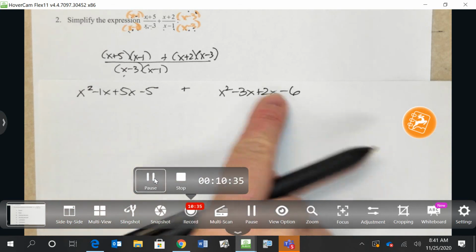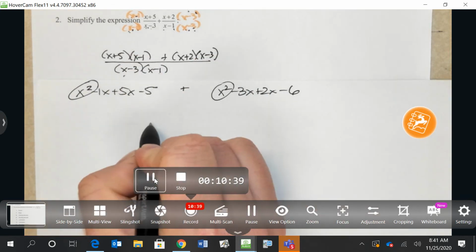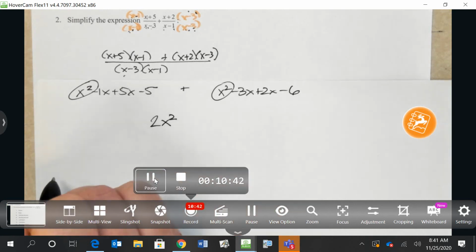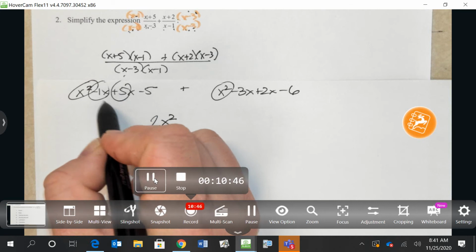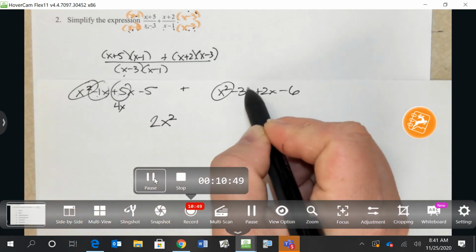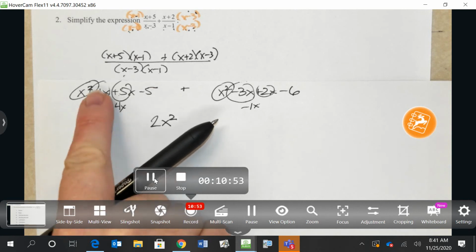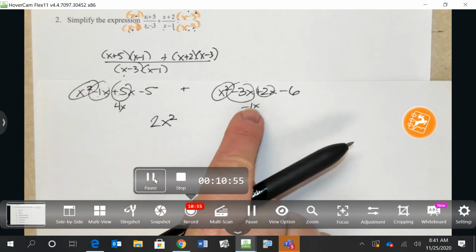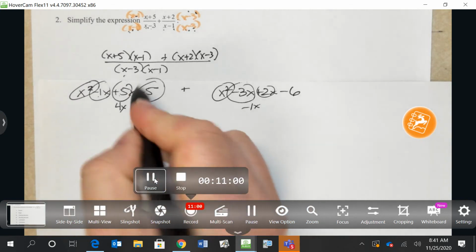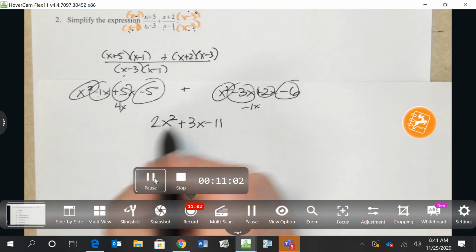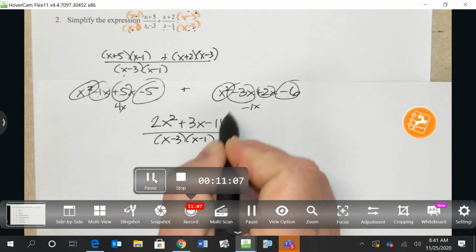Alright, now this is just the numerator. Now I'm going to go, what can I combine? So 1x squared and 1x squared is 2x squared. And I'm going to combine the x's. So negative 1 and 5 is 4. And negative 3 and 2 is negative 1. Okay, so positive 4 plus negative 1 is positive 3x. Negative 5 and negative 6 is negative 11. This is the numerator. The denominator can remain in parentheses. You don't have to FOIL it.